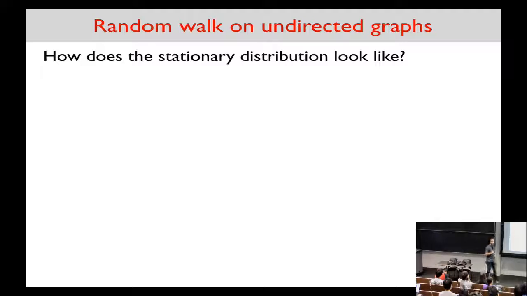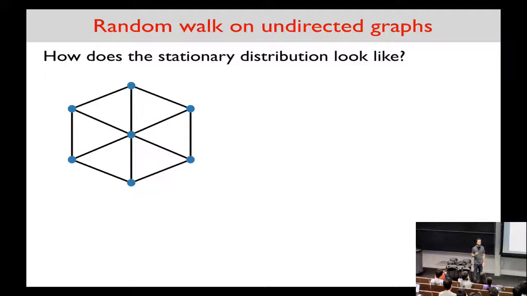Let's ask, what does the stationary distribution look like? We know there's going to be a stationary distribution. So let's consider this graph for a second. In the long run, the stationary distribution gives the probability that you're going to be in a certain node or vertex. Which vertex do you think has the highest probability? The middle one. Why did you pick the middle one?